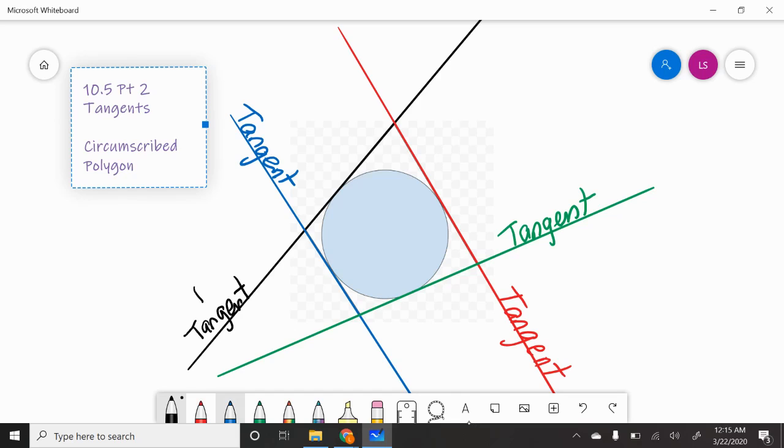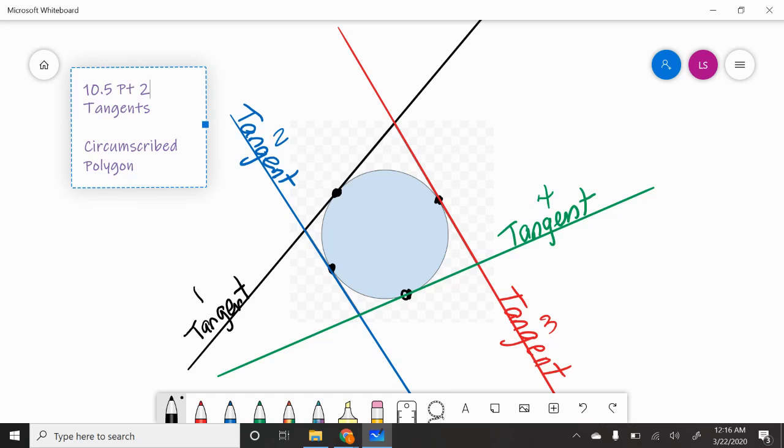Tangent 1, tangent 2, tangent 3, and tangent 4. As you can see, there are 4 tangents creating this polygon. There's a red one, a green one, a blue one, and a black one. Each one of them intersects the circle in one spot, which is what makes it a tangent. That spot is called the point of tangency. So here we have 1, 2, 3, 4 points of tangency.